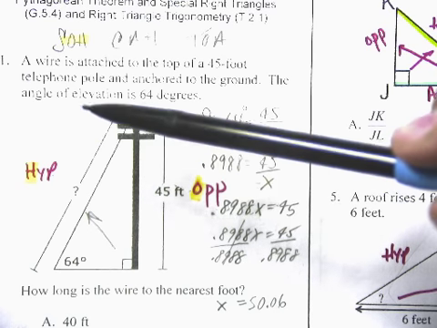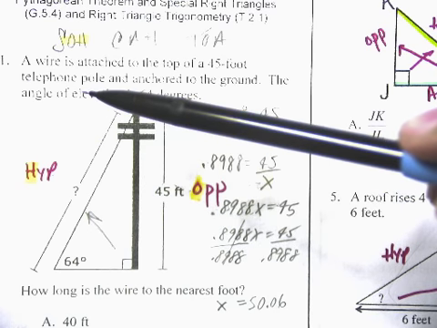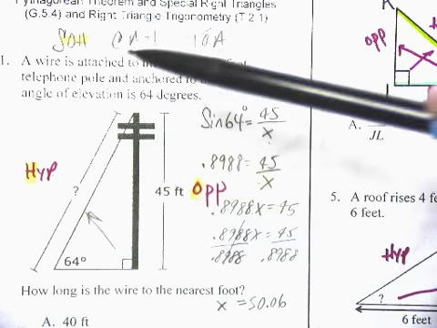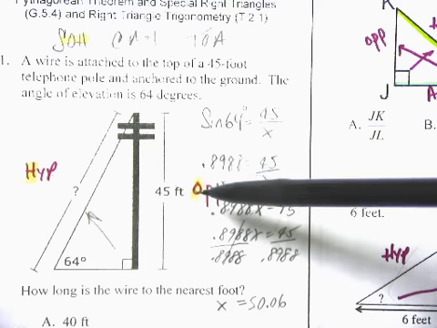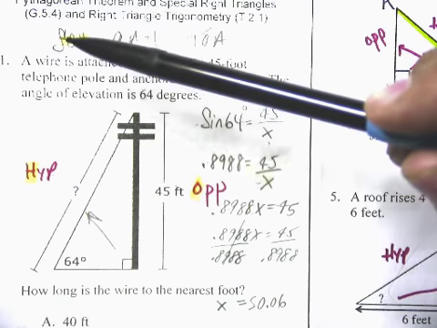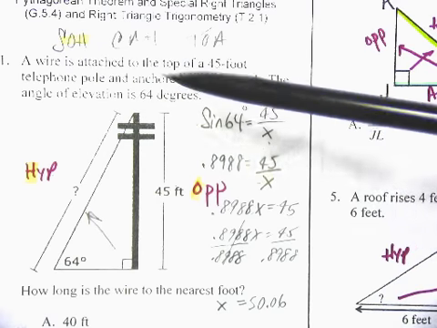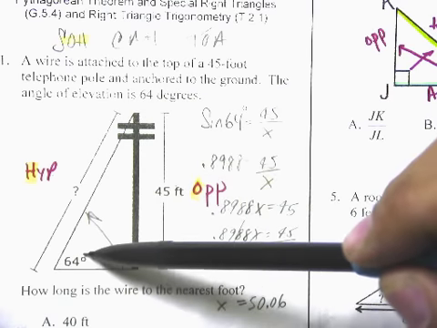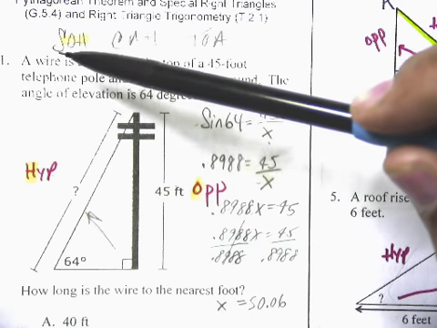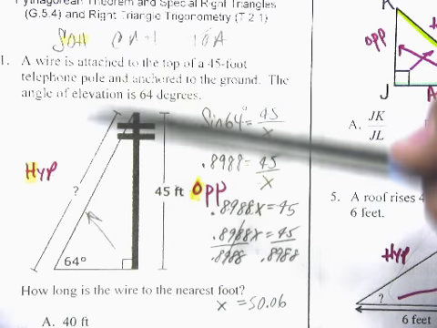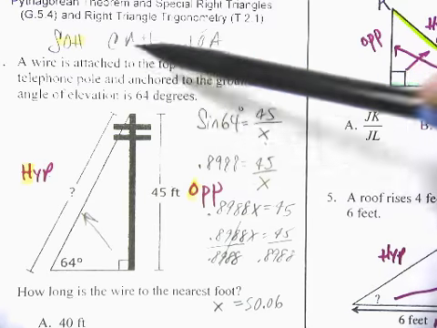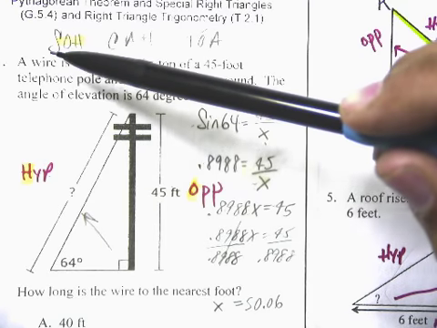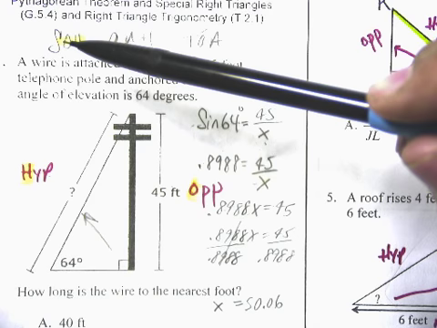Out of the three trig functions that we use, SOH CAH TOA, if I have the letters O and H, then I'm going to use SOH, which leads me to the sine function. So I'm going to take the sine of the 64 degrees, and we know that the sine is the opposite over the hypotenuse. That's what the SOH in SOH CAH TOA tells us. So the sine of 64 degrees is equal to the opposite over the hypotenuse.